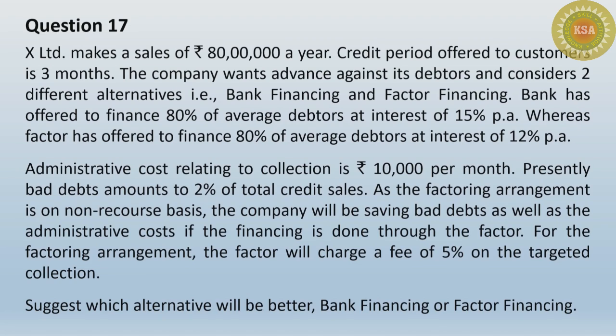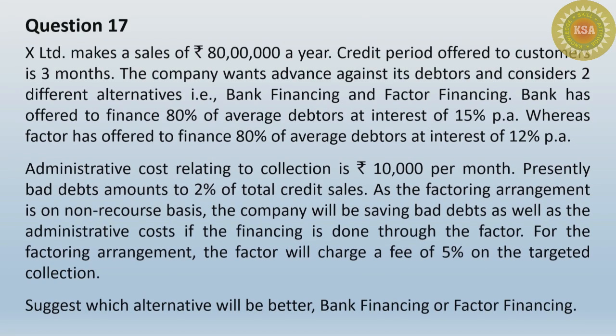Administrative cost relating to collection is rupees 10,000 per month. Presently, bad debts amount to 2% of total credit sales. As the factoring arrangement is on a non-recourse basis, the company will be saving bad debts as well as the administrative cost if the financing is done through the factor. For the factoring arrangement, the factor will charge a fee of 5% on the targeted collection. Suggest which alternative will be better, bank financing or factor financing.